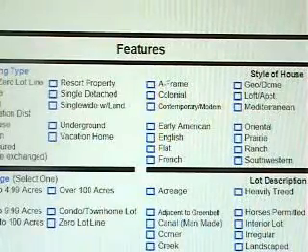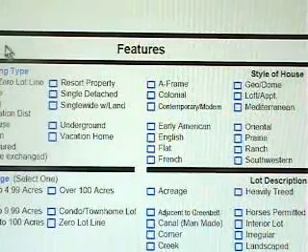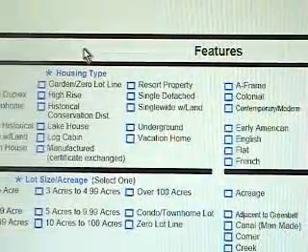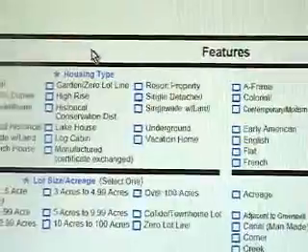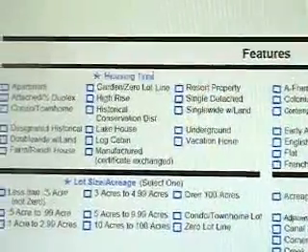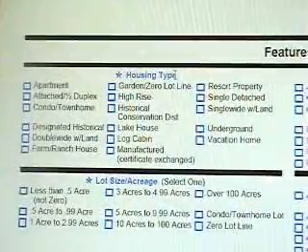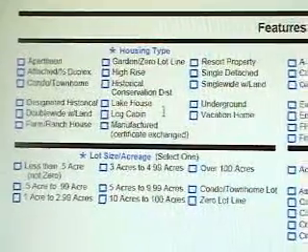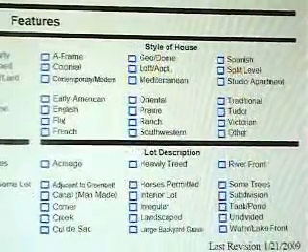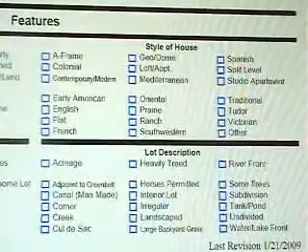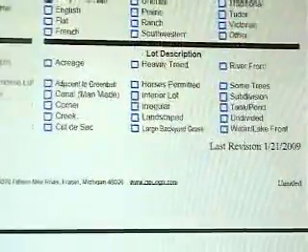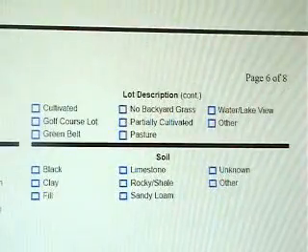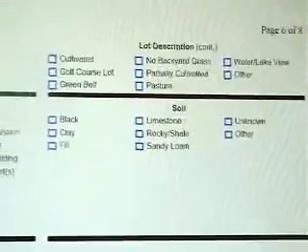Near the bottom of page 5, this is where we get into features of your property. Almost everything from page 5 to page 8 is in blue with asterisks. This needs to be completed in detail. Housing type, lot size, the style of house that you have, a lot description of your property, and then we're going to go to page 6 of 8 of the NTREIS data input form.